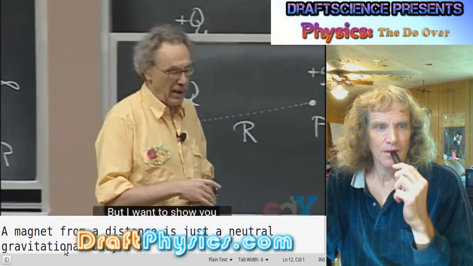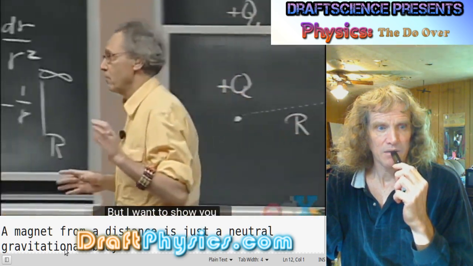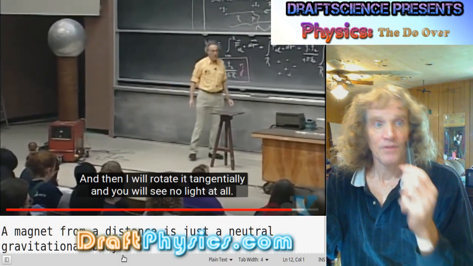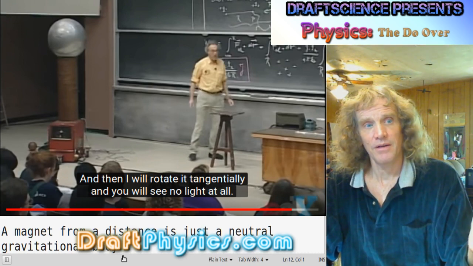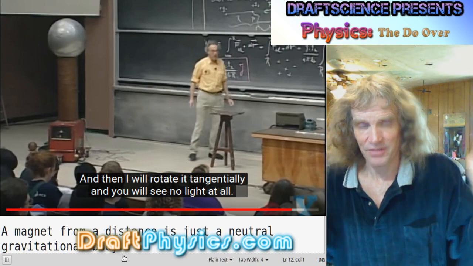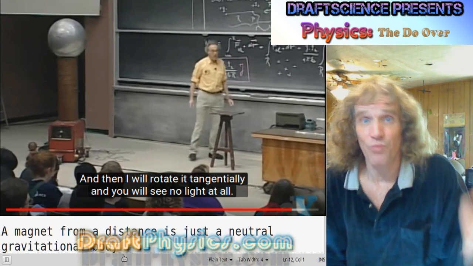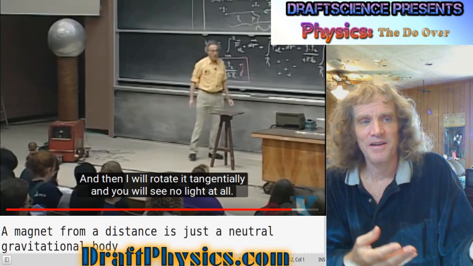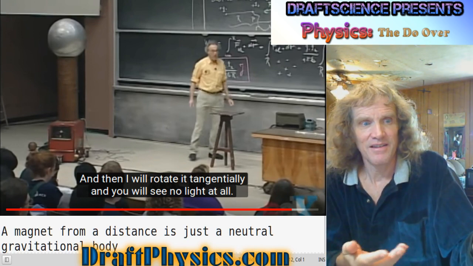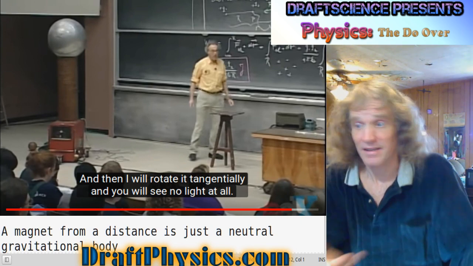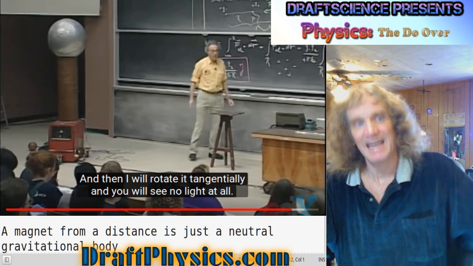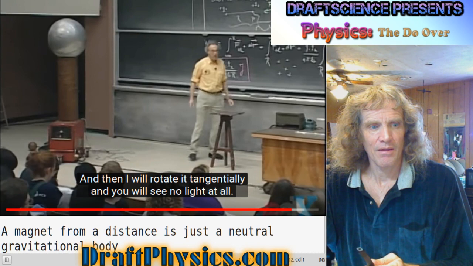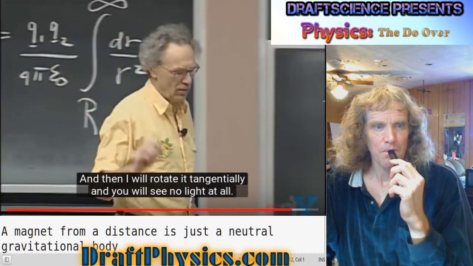You see a lot of light. But I want to show you that you will see some light, no wires attached, just here, and then I will rotate it tangentially. So no wires attached, he says, but again, if we're going to be honest physicists, we have to concede that the atmosphere is a wire of sorts. It's a crappy wire, okay? It's not a very good wire, but it's a wire. It's a conductor. And it's going to have an effect in this experiment, perhaps. But he doesn't even give us any indication of the role of the atmosphere in this experiment. And you will see no light at all.